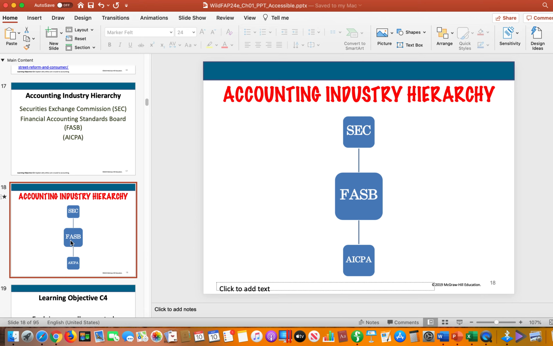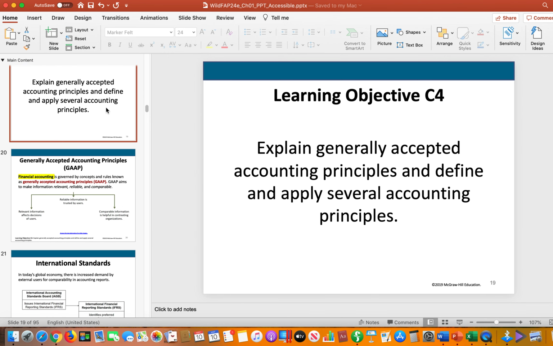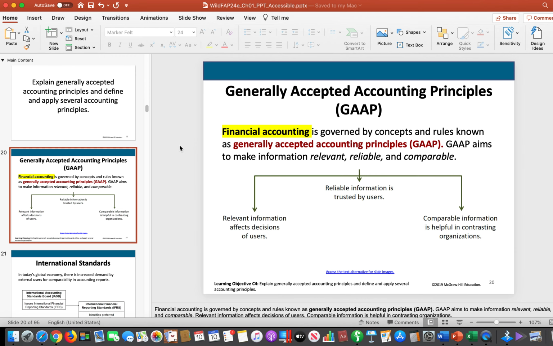And this is just a little picture that indicates the chain of authority. Now, get used to this term here, Generally Accepted Accounting Principles, GAAP. You will, for as long as you do anything with accounting, financial accounting especially, hear the term GAAP, Generally Accepted Accounting Principles. And more specifically, it has to do with financial accounting.